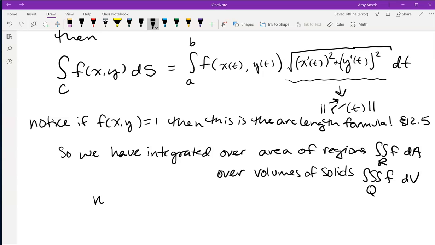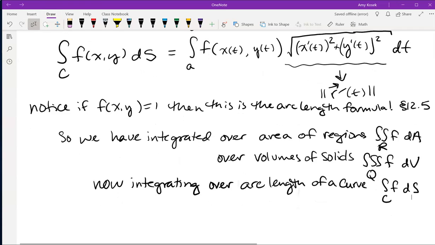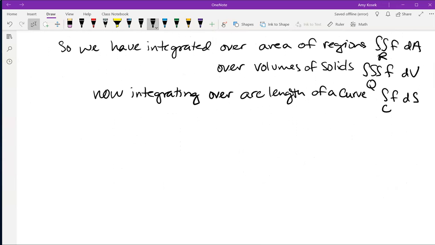So now we're integrating over arc length of a curve. So that we've got that integral over C of f, and we do it ds, is what we've got. The formula up top that we gave was for plane curves, two variables. We can also come up with just the analogous formula for three variables.